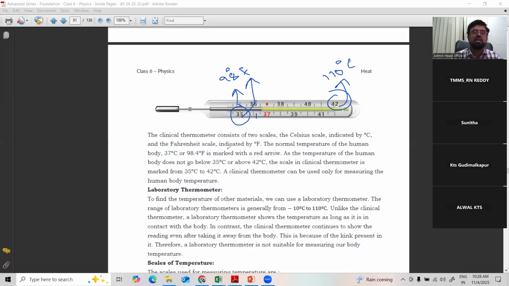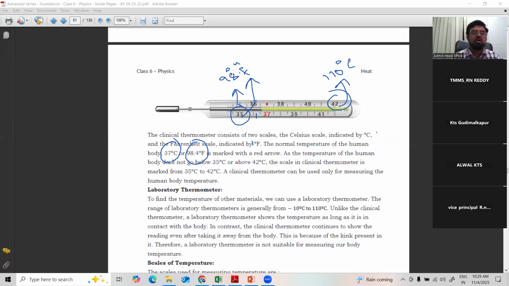So the clinical thermometer consists of two scales: the Celsius scale indicated by C and the Fahrenheit scale indicated by F. The previous one was Fahrenheit, now it is C. The normal temperature of the human body, very important, is 37 degrees Celsius. It is also called 98.4 degrees Fahrenheit. That is the normal temperature. If it is low, it is dangerous; if high, also dangerous. It is marked with a red arrow.